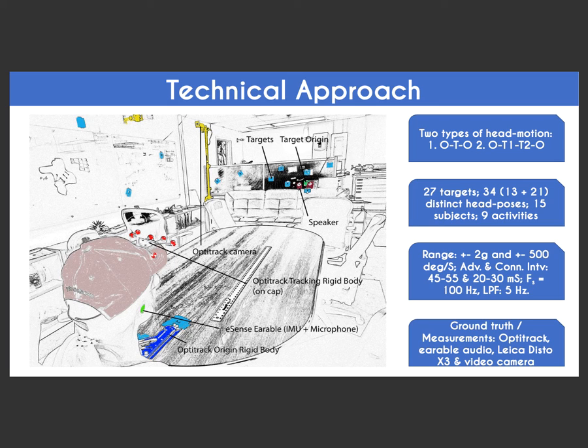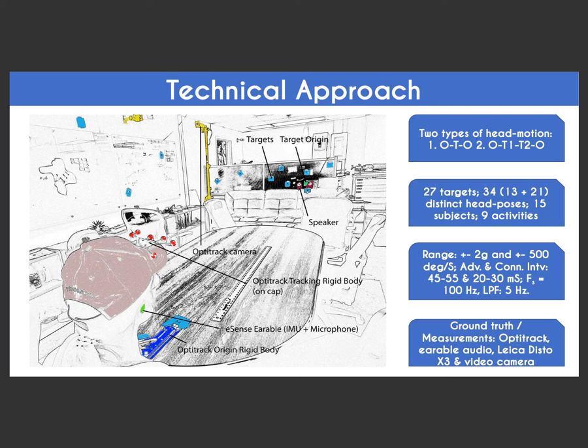So the technical approach. The wearable is a relatively new thing, so there was not enough head pose data, so we decided to create our own dataset. Here's the setup. Here's the user wearing an Essence wearable sensor, and the blue ones are several targets that we set up in the cell. There are two types of head pose that we considered. First is origin, target, origin: you move from the origin to a target and then come back. The second type is origin, target 1, target 2, then back to origin. In total, in 3D space, we had 27 targets and 34 distinct head poses.